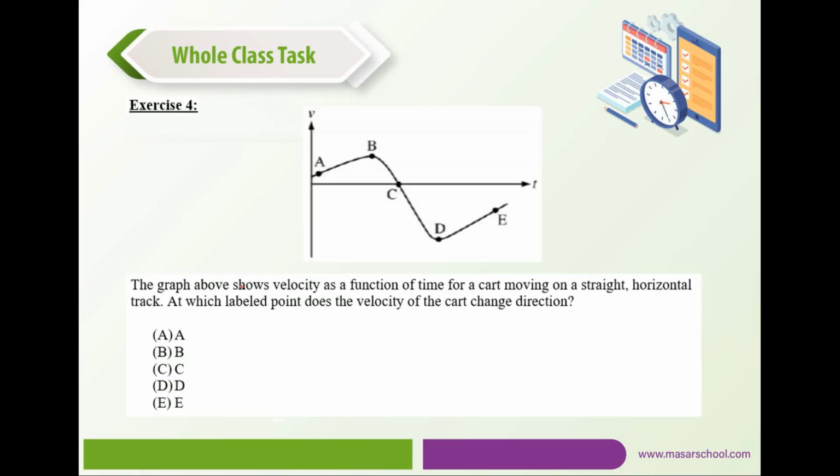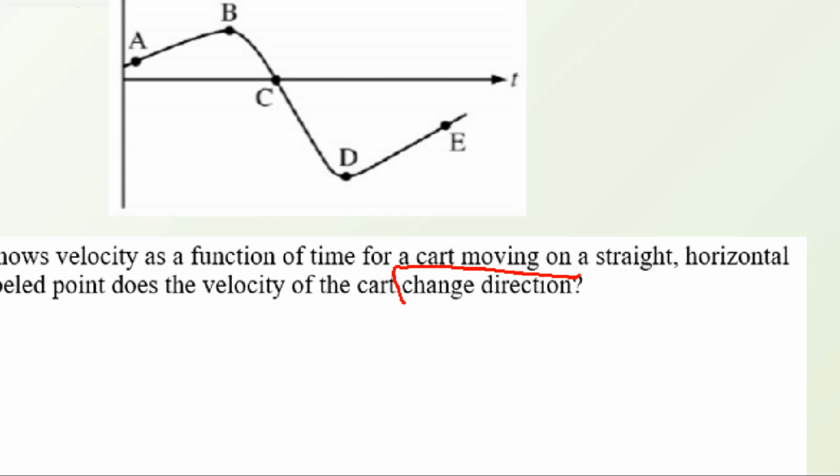Now the graph above shows the velocity as a function of time for a car moving on a straight horizontal track. At which labeled point does the velocity of the car change direction? Remember that an object changes direction if and only if the velocity vanishes, and this happens to be the point C.